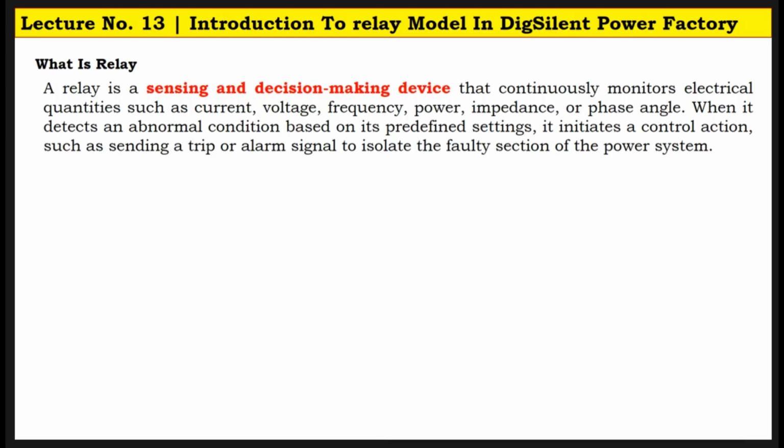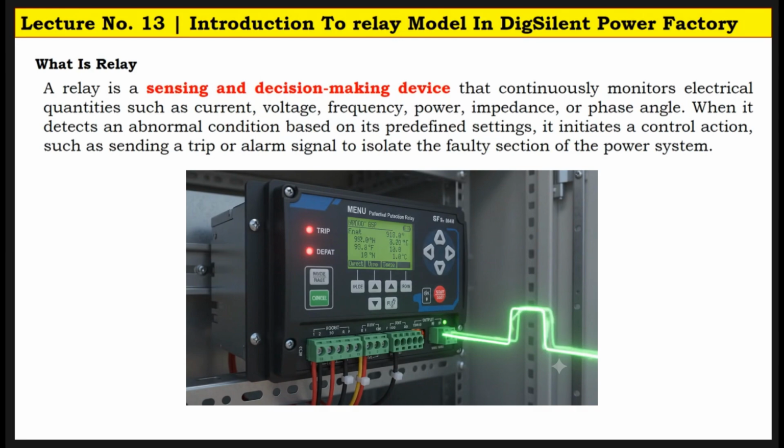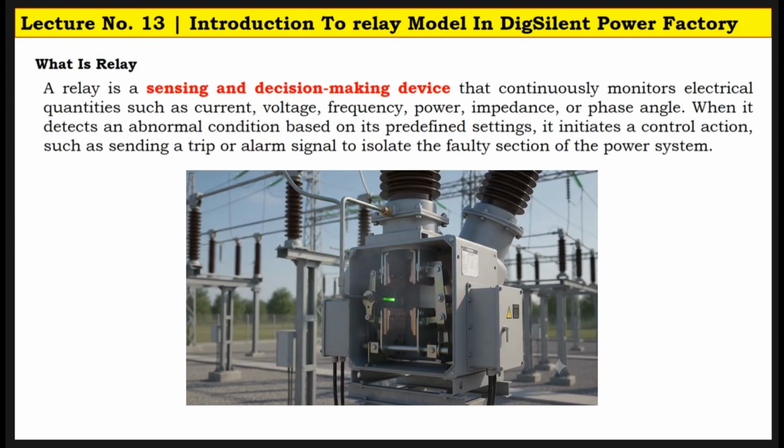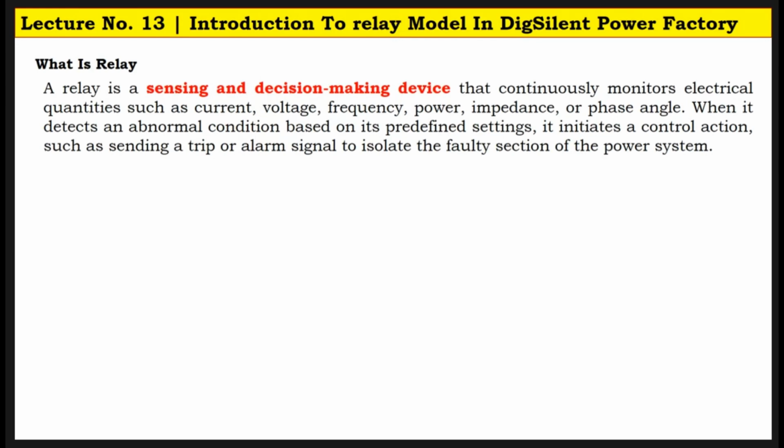Now, does the relay itself isolate the faulty section? The answer is no. The relay does not physically interrupt the fault current or isolate the faulty section. Instead, the relay sends a trip command to the associated circuit breaker. The circuit breaker then opens its contacts, interrupts the current, and isolates the faulty section from the healthy part of the power system.